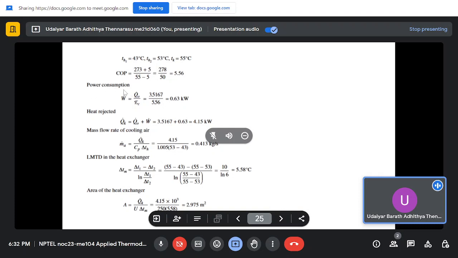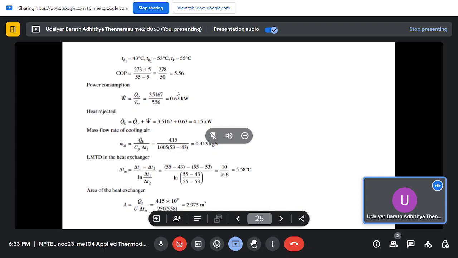Now the power consumption is nothing but the work done, which is Q, the heat supplied to the evaporator, divided by the COP. The COP is the ideal Carnot COP. So your heat taken is 1 ton. 1 ton is nothing but 3.52 kilowatts. So you can substitute 3.5167 divided by 5.56, the COP. So you will require 0.63 kilowatts of power.